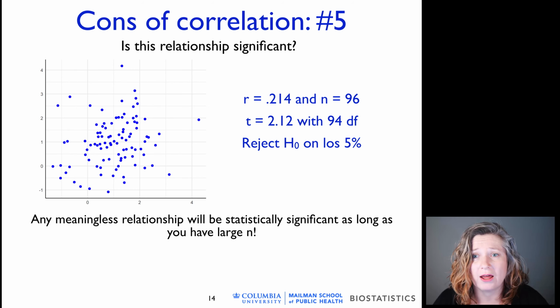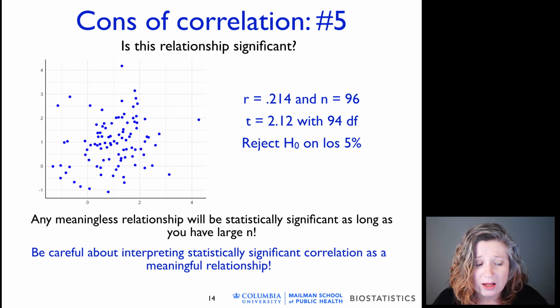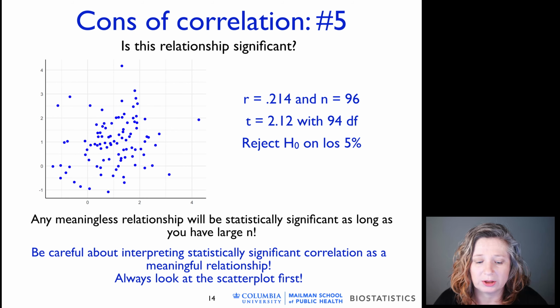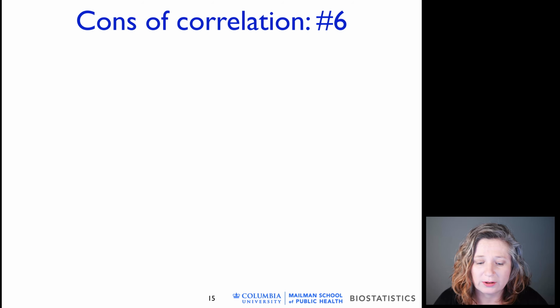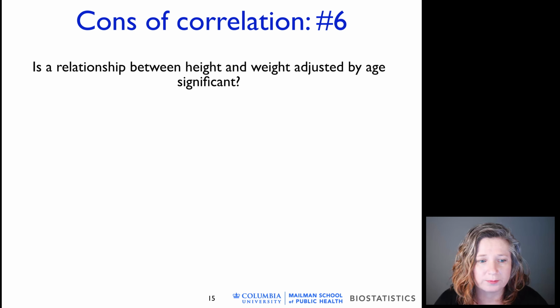So often with an n larger than 100, we see associations that are significant, but when we look at the actual picture, when we look at the scatter plot, the associations do not look meaningful. So we have to be very careful about interpreting statistically significant correlations as meaningful relationships. The only way we can see them as meaningful is actually to look at the picture. So we always have to look at the scatter plot first or after.